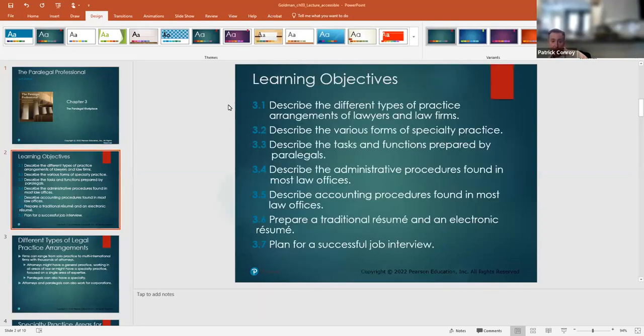Learning objectives are that you should be able to describe the different types of practice arrangements of lawyers and law firms. Describe the various forms of specialty practice. Describe the tasks and functions performed by paralegals. Describe the administrative procedures found in most law offices. Describe the accounting procedures found in most law offices. Prepare a traditional resume and an electronic resume. And plan for a successful job interview.